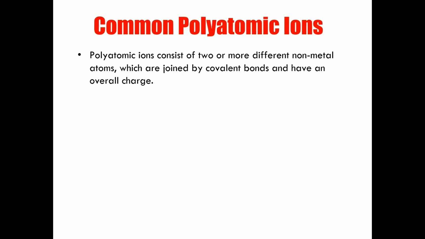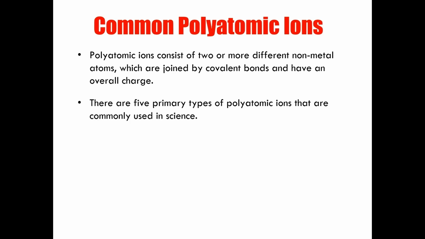Polyatomic ions consist of two or more different nonmetal atoms, which are joined by covalent bonds and have an overall charge. There are many different kinds of polyatomic ions, but 5 primary types of polyatomic ions are most commonly used in science and are seen the most often in scientific text.